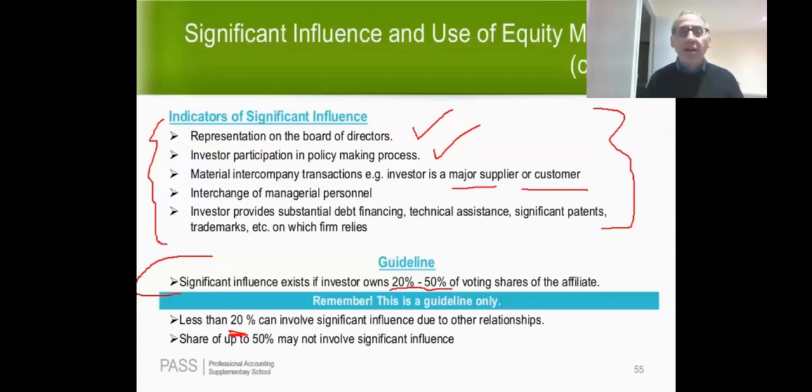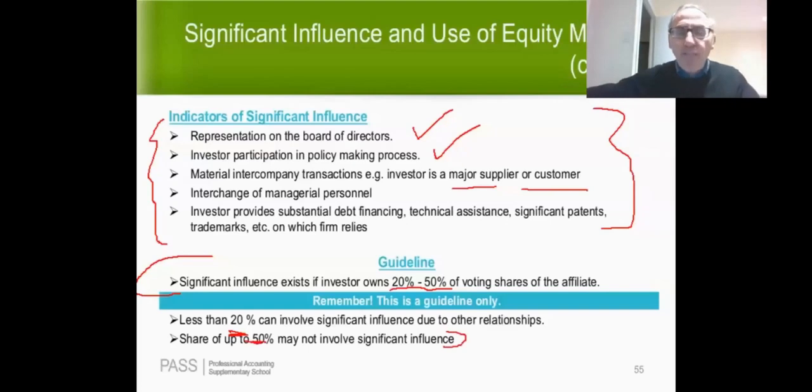It's a guideline only. In real life, there's lots of situations where one company owns less than 20% of another and has significant influence. The reverse, though, is also true. You could have a situation where A owns more than 20% and still doesn't have significant influence. I'll give you an example.